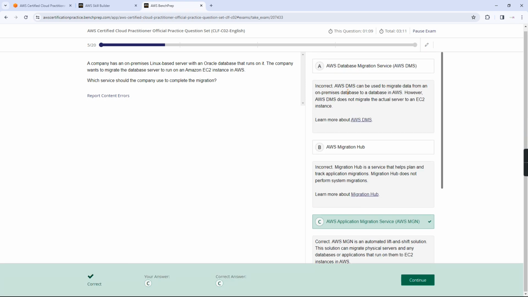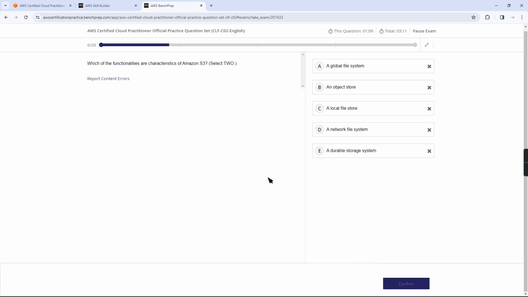So why is the other one not the case? As we already discussed, DMS is used to migrate the data from an on-premises database to databases in AWS. For that case only, DMS comes in.